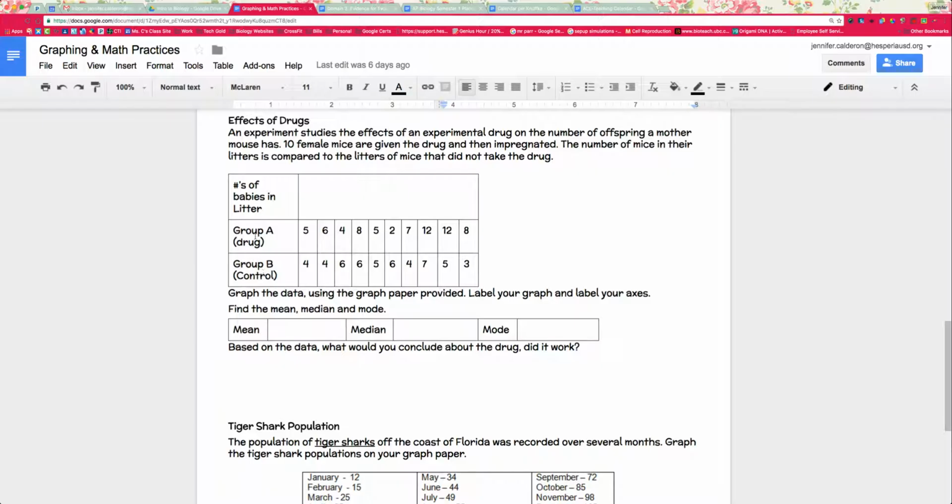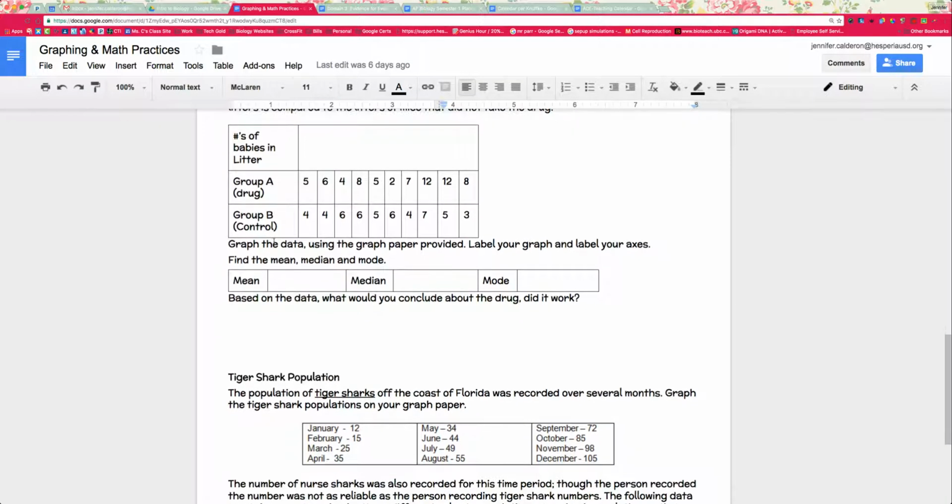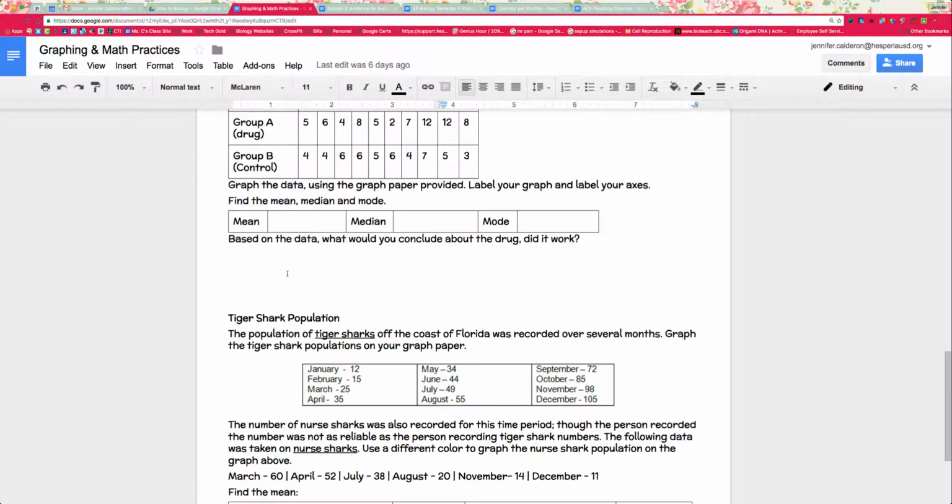But notice there are two sets of data. So you have to find the mean, median, and mode for group A. Then you also have to find that for group B. Then based on this data and comparing the two groups, did the drug group work as opposed to the control? Did it produce more mice in this case? So you'll put your answer here.